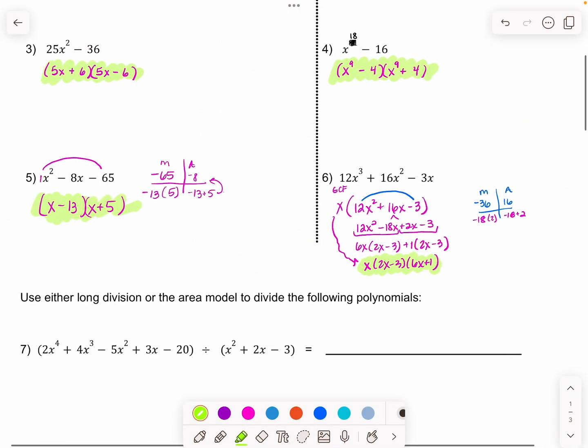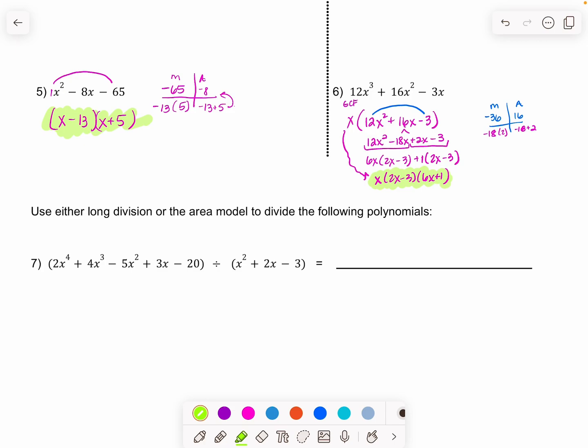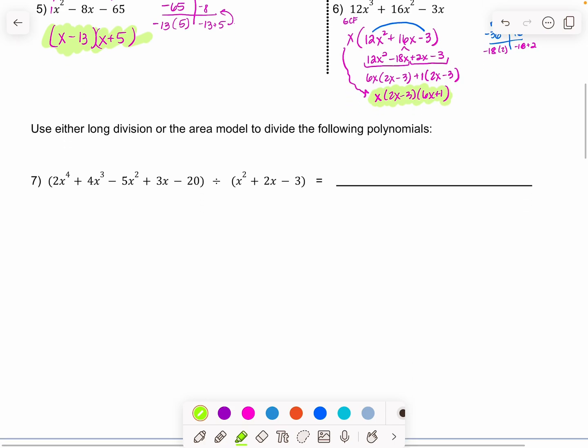All right, there's some factoring problems. On Friday, there's going to be a review. The next thing goes into the long division or the area model. I'm going to do long division here. If you are doing the area model, you should end up with the same answer. And if you want help working through it again, no problem.